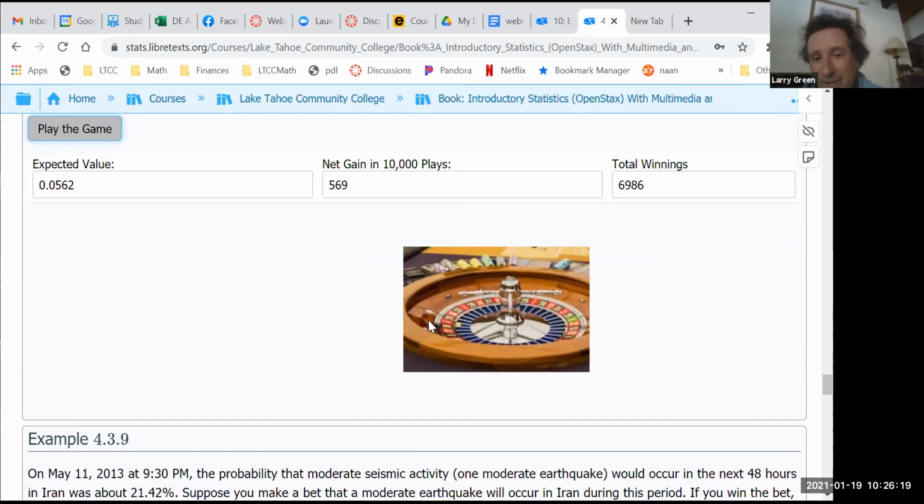Okay, and I even made a picture based on the game. That's what the game would kind of look like, except it would have 89 slots. So if you've been in a casino, you know what you're looking at. Any questions at all on the expected value idea? Okay, so let's move on to the next big topic.